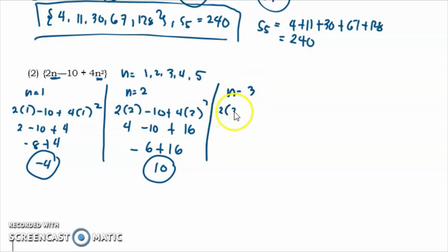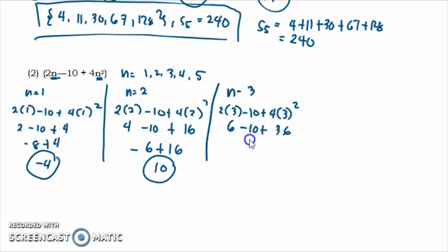So, 2 times 3 minus 10 plus 4 times 3 raised to 2. Oh, 3 naman yung pinalit nyo dito sa n ninyo, ha? 2 times 3 is 6 minus 10 plus 3 squared is 9. Correct? Times 4 is 36.